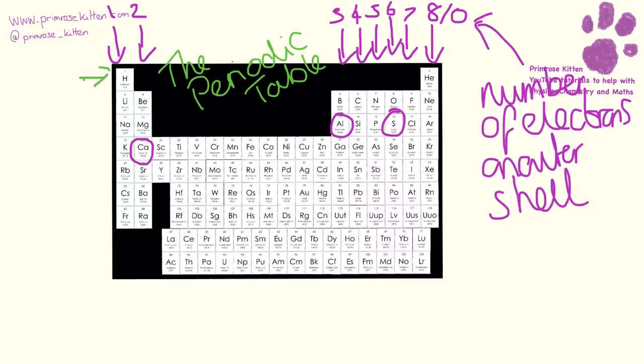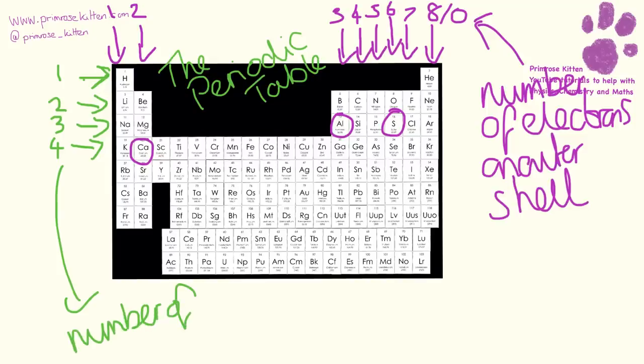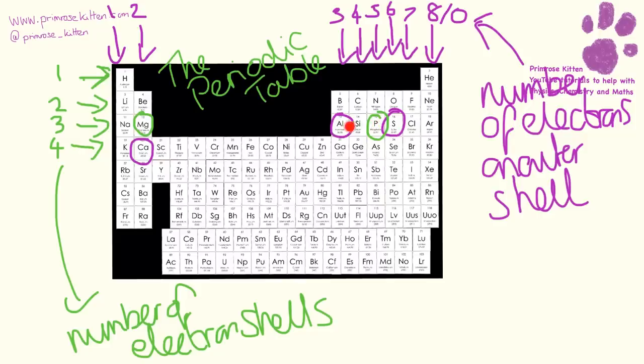Going across, we have the periods. Now, don't forget hydrogen and helium at the top there. 1, 2, 3, 4. Now, the periods tell us the number of electron shells. So we can see that magnesium is going to have 3 electron shells, and it's going to have 2 electrons on its outer shell. We can see that phosphorus is going to have 3 electron shells, and it's going to have 5 electrons on its outer shell.